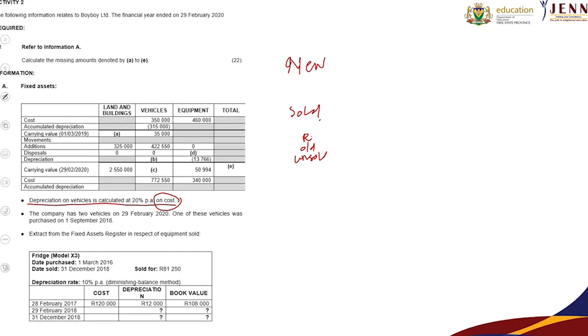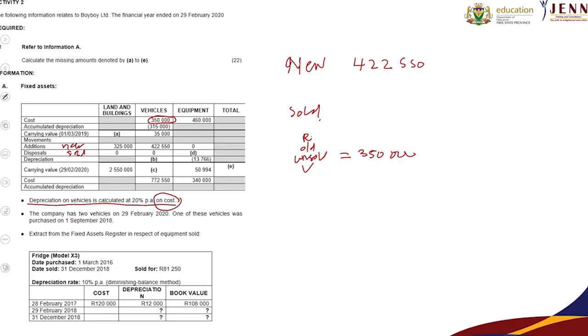Now, let's go and check. We have an asset, the cost price here. This is the cost price of an asset at the beginning of the year. This is unsold, that is 350. Then let us go to the movements. Movements will give us the new one and the sold one. Additions means new, and disposals means sold. Now, we have an addition. Addition is how much? That is new. It is 422,550.